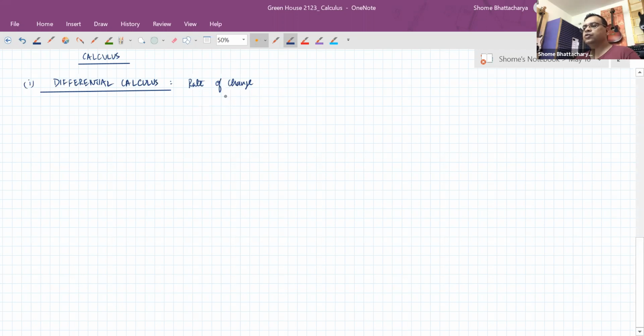So it could be any two things which are dependent on each other, or any one thing that is dependent on another thing. So it deals with rate of change of a general function. Before we get into what rate of change is in differential calculus, we have to understand what a function is in mathematics.